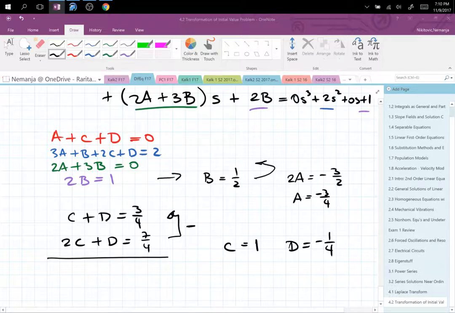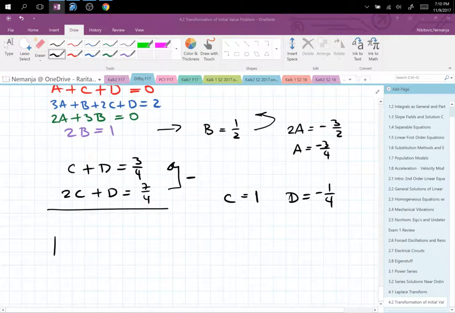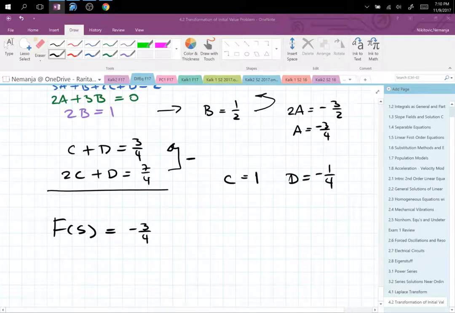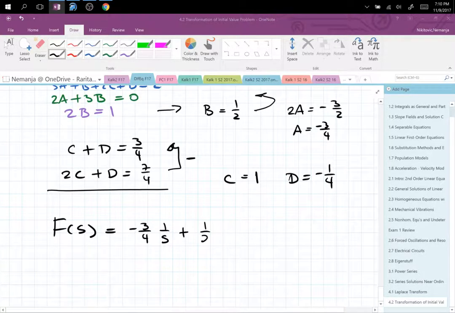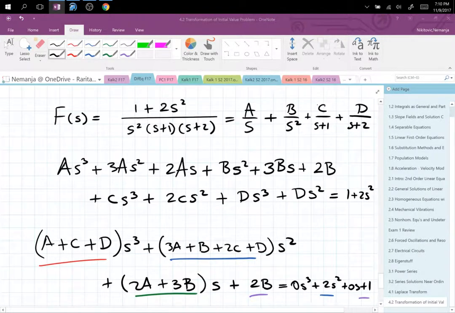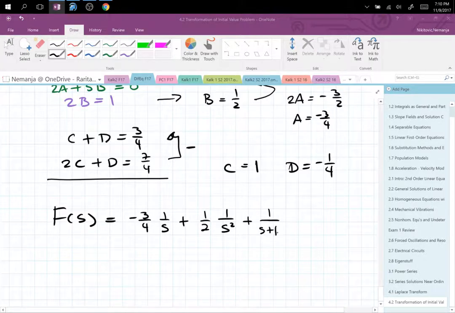Done deal. So our f of s is equal to a, which is negative 3/4, times 1/s, plus b, which is 1/2, times 1/s squared, plus c, which is 1 over s plus 1, and then finally negative 1/4, 1 over s plus 2. We hit both sides with inverse Laplace.